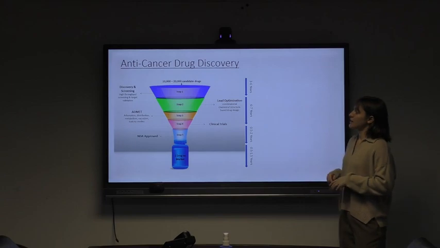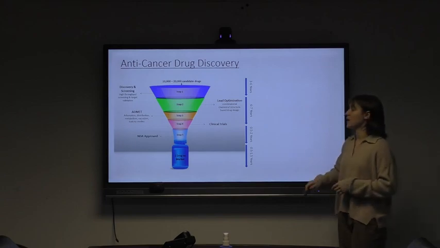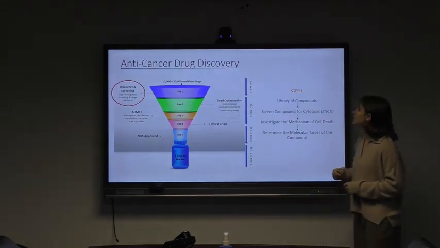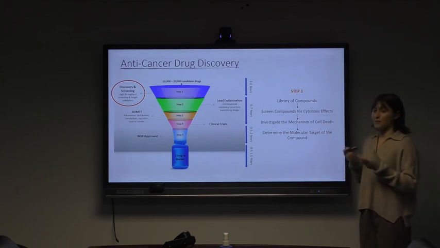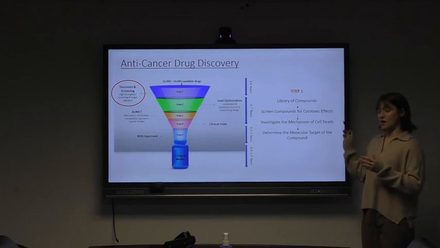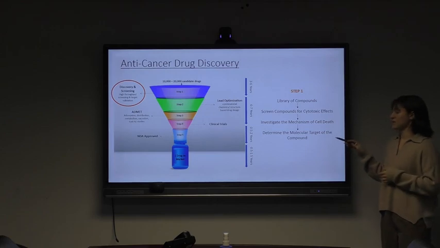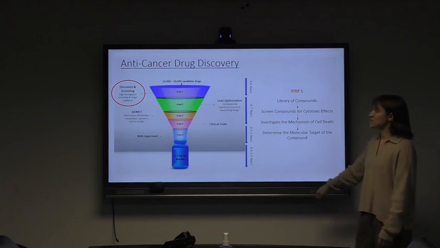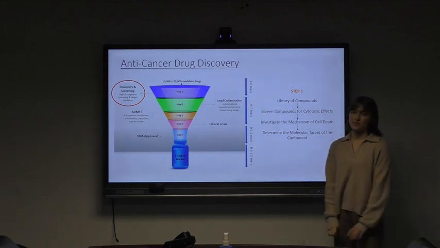Observing this diagram, you're going to see that creating an anti-cancer agent takes several steps, and we are going to be focusing on step 1. Click next, please. So, discovery and screening. First, we're going to get a library of compounds. We're going to screen these compounds for cytotoxic effects, test for their mechanisms of cell death, and then in further research, investigate the molecular target of the compound. As you can see, this is the foundation of drug discovery, and it alone takes 3 to 6 years.